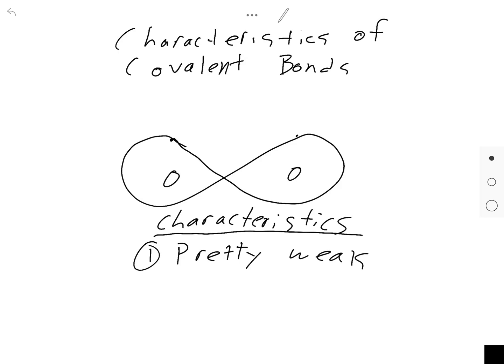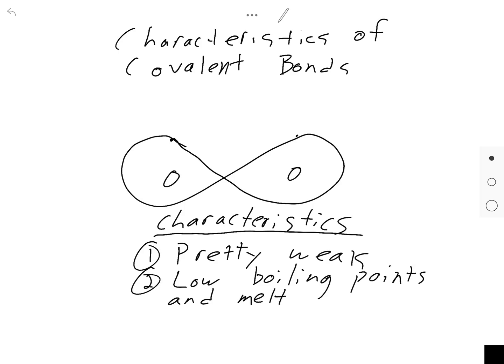That basically just means also that the compounds that have covalent bonds have lower boiling points and melting points. Remember how we said that salt, we need to get it up to, like, I think it was, if I remember correctly, like 4,000 degrees for it to boil. That's not the case with covalent bonds. You don't need to make it nearly as hot to get those substances to boil.